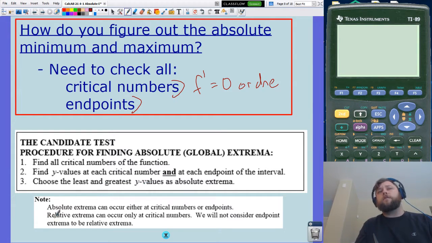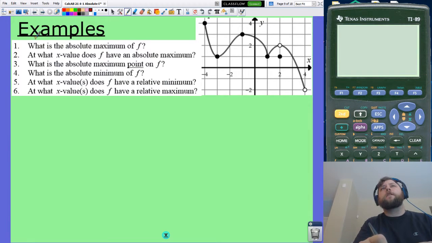And some notes. Absolute extrema, which we're finding, can occur at critical numbers or endpoints. That's why we check both. And relative extrema are only critical numbers. So that means the endpoints won't be relative. All right? So let's do this example.